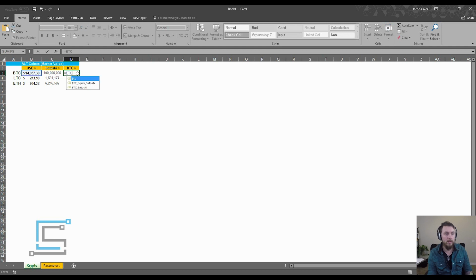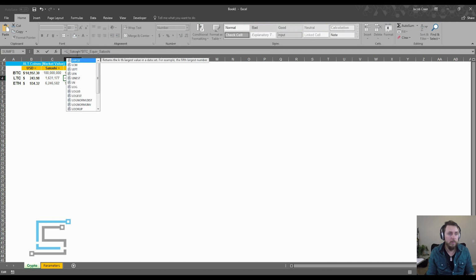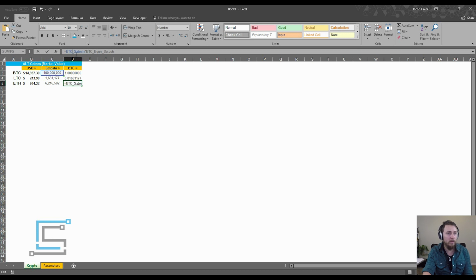Awesome. Then we're going to take our Bitcoin Satoshi, I need our equal sign, so BTC Satoshi, and times that by the BTC equivalent of Satoshi. That's going to give us 1, because that's 1 whole Bitcoin. Let's give it its normal number of decimal points. Then we'll go down this way and change these to Litecoin Satoshi and the BTC equivalent of Satoshi, and then Ethereum Satoshi.